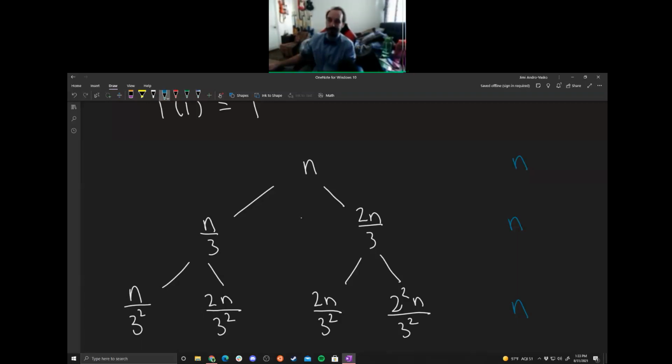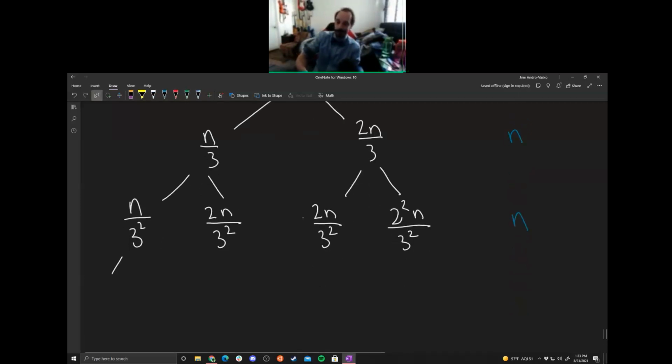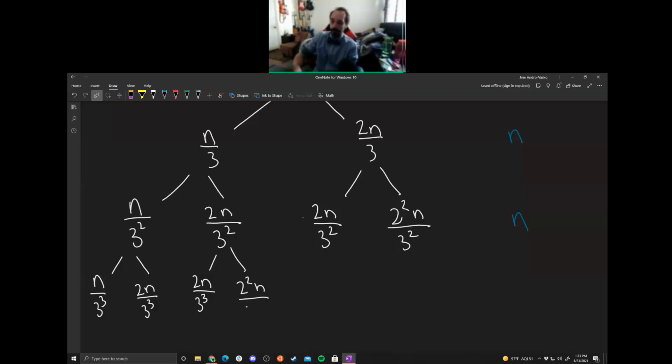Let's do one more expansion just to see what happens, though I think we can see a pattern developing already, which is nice. At the next level, the denominators are 3 cubed, with numerators n, 2n, 2n, 2 squared n, 2n, 2 squared n, 2 squared n, and 2 cubed n.